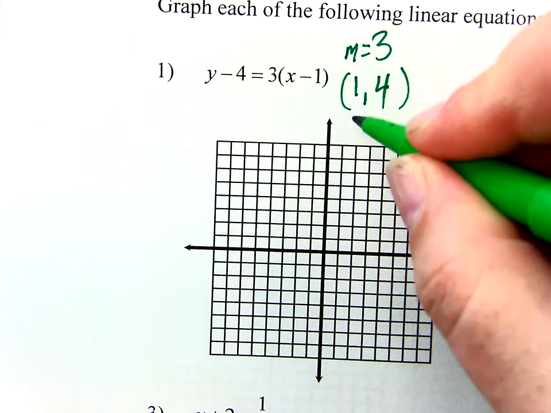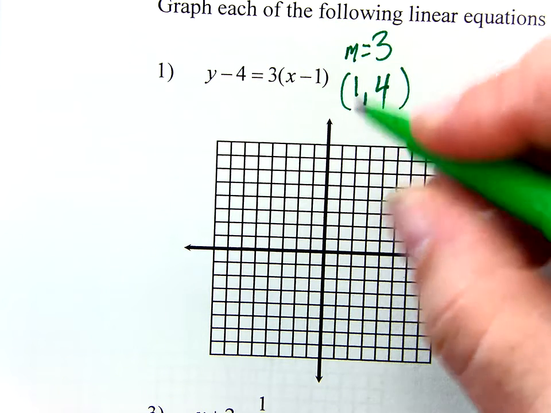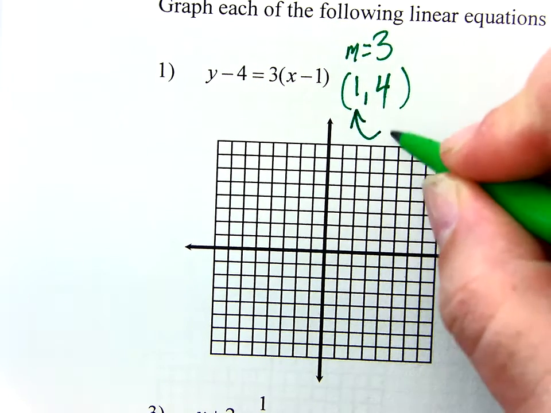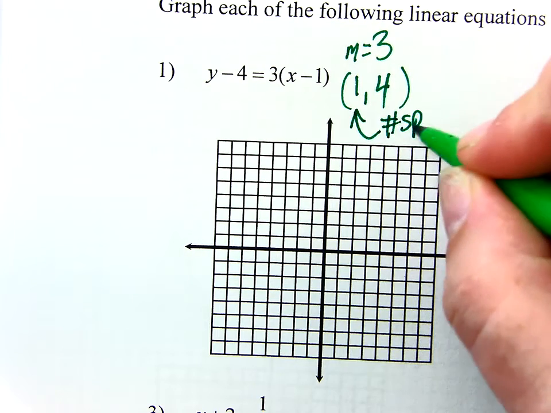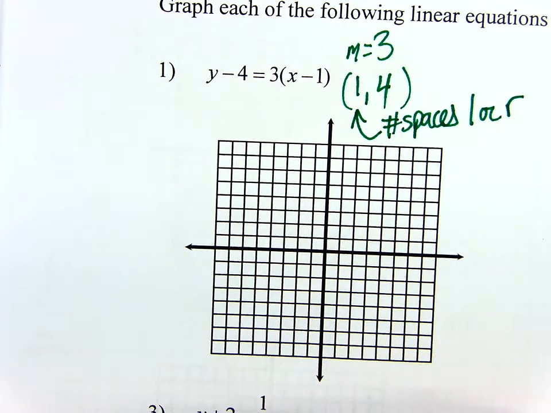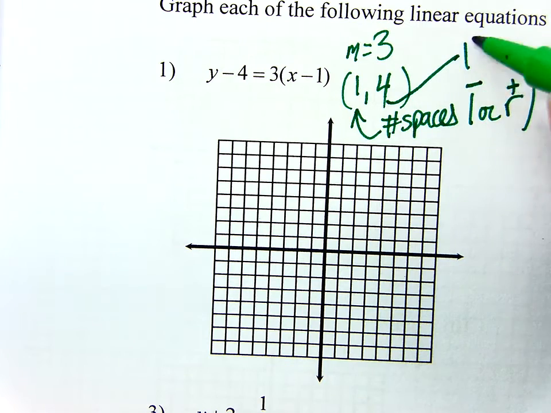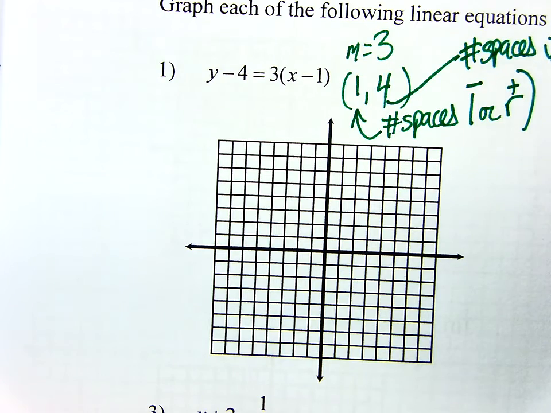Whatever that first number is, that tells you how many spaces to go left or right. If it's positive, you go right. If it's negative, you go left. So positive is right, negative is left. And then the second number is the number of spaces up or down. Up is positive, down is negative.